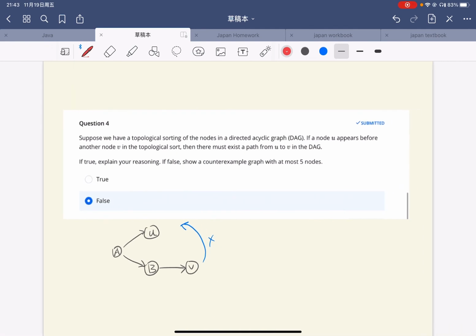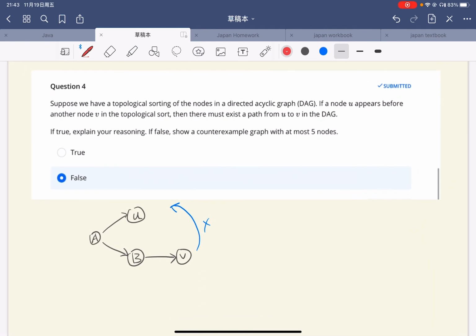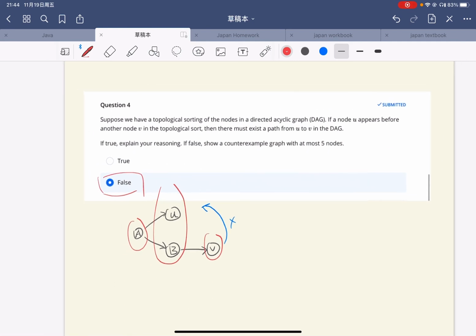So for the last question, this one is really easy. This one should choose false. Here's one counterexample. You can see that U is in front of V, because in topological sorting, we first go through A, and then U and B, and then V. Then U is definitely before V, but there is no directed path between U and V. Yeah, there's no path. Therefore, I chose false. And that's it.